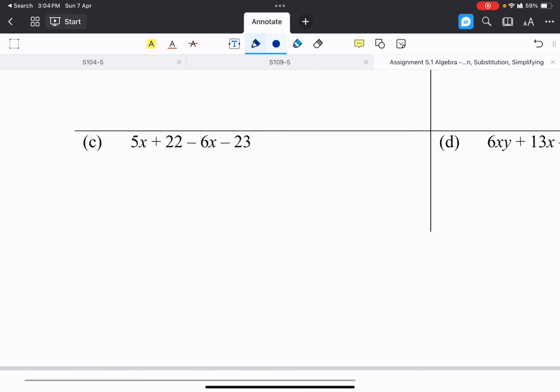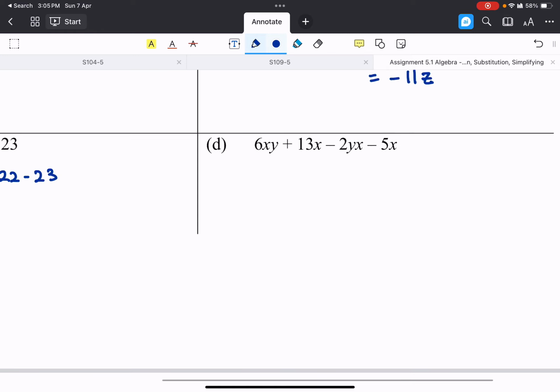Part C, okay, so now for this one, we need to put the like terms together. So we have 5x minus 6x, plus 22 minus 23. That gives us negative x minus 1.